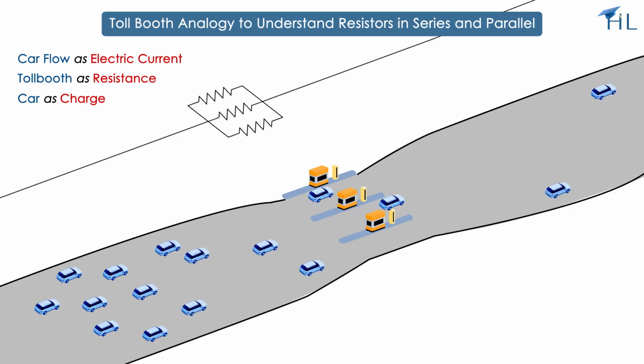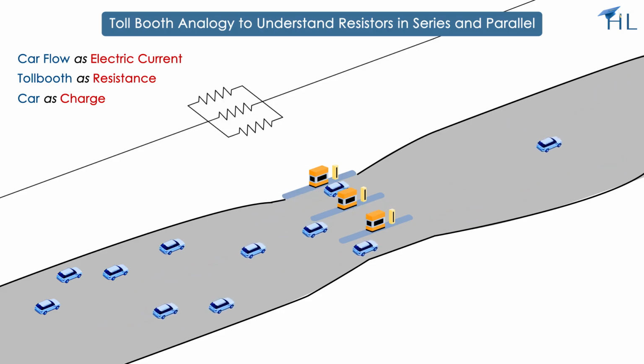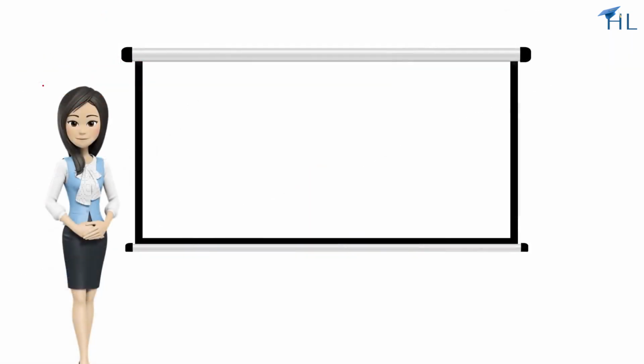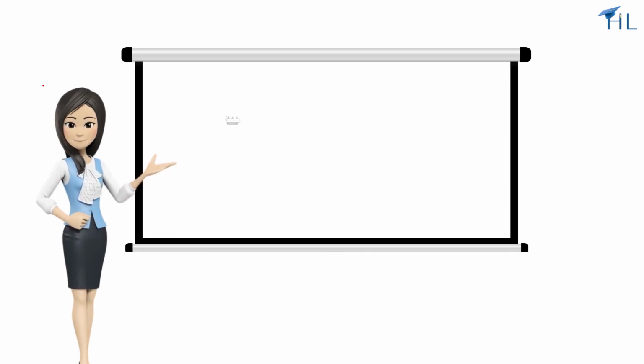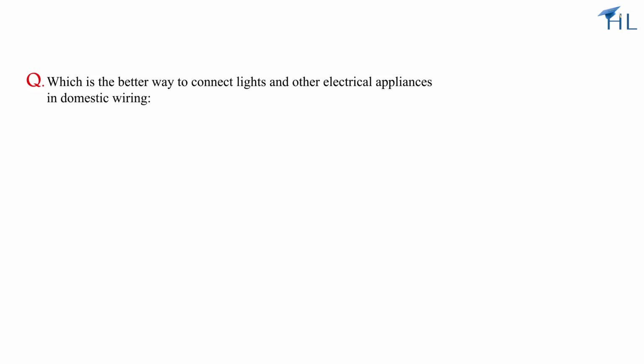Understanding these principles is fundamental to mastering electronics. I hope this video clarified the concepts of resistance in series and parallel circuits. If yes, then can you answer the following question? Which is the better way to connect lights and other electrical appliances in domestic wiring? Series circuits or parallel circuits, and why?